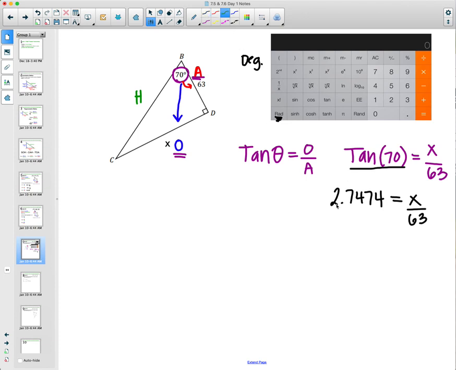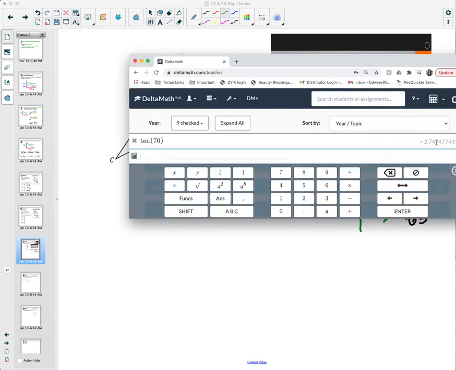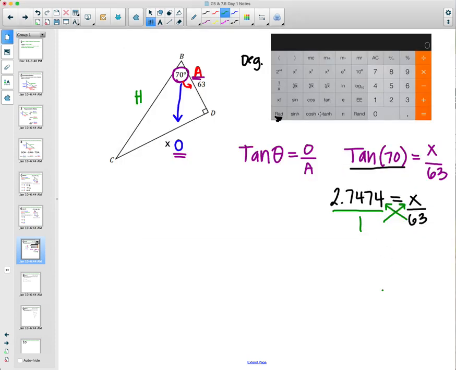So I'm going to look at this as a proportion. I'm going to put a 1 under here so that I can think of cross multiplying. So we're going to do 63 times that decimal. I'm just going to leave this in my calculator, and maybe it won't do that on Delta Math. You can hit answer if you want to, and it'll plug in the previous answer, and then type times 63. Again, it'll tell you the answer right there, or you can hit enter and get 173.1 to the nearest tenth.